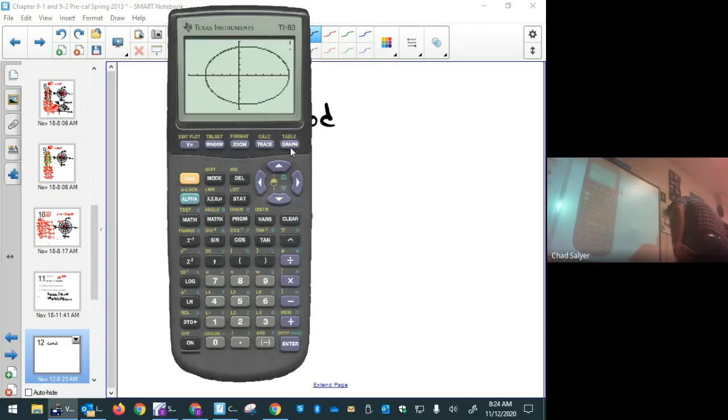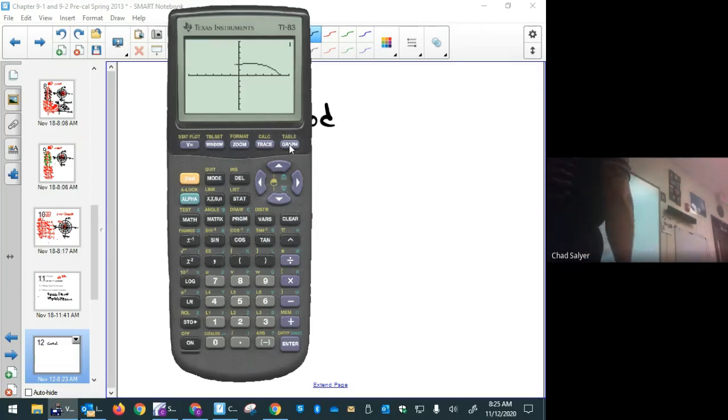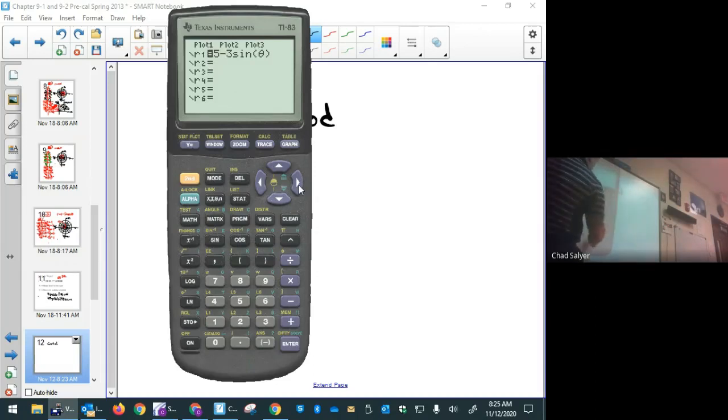Some of them look like that. It says a minus b sine theta is more interesting. So let's do this one. Yeah, kind of like a heart. What was your equation there? 5 minus sine theta? Yeah, I'm going to change it to 5 minus 3 sine theta. Let's change it to 2 and see what happens.